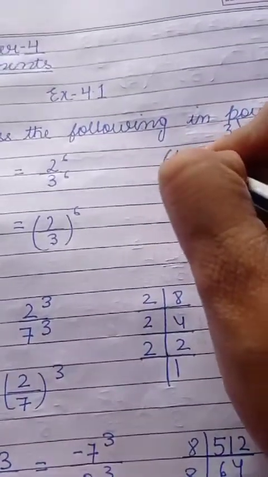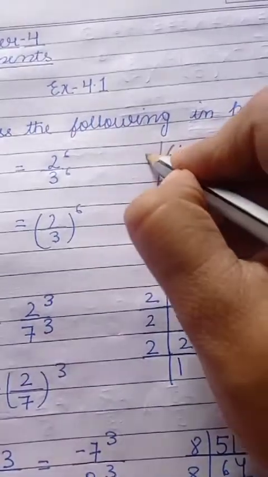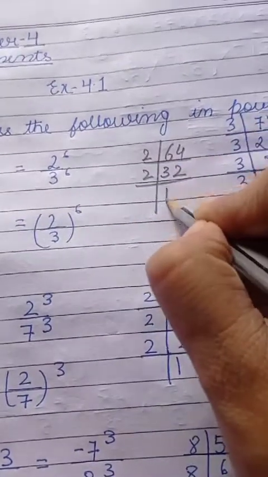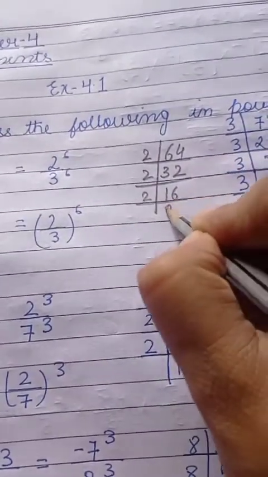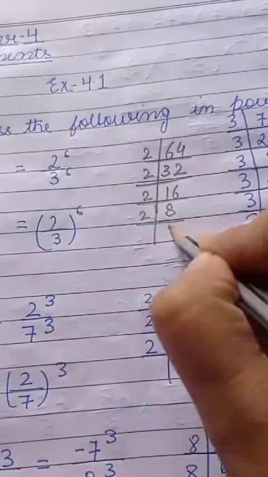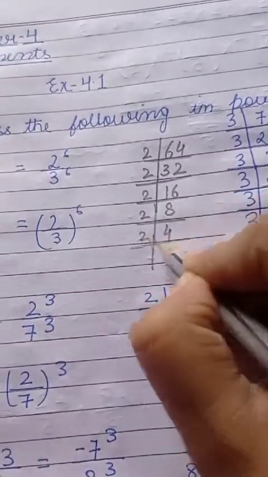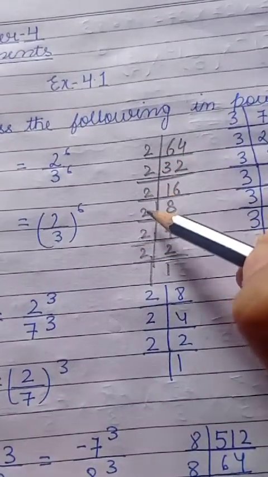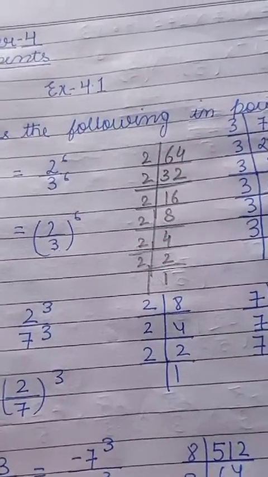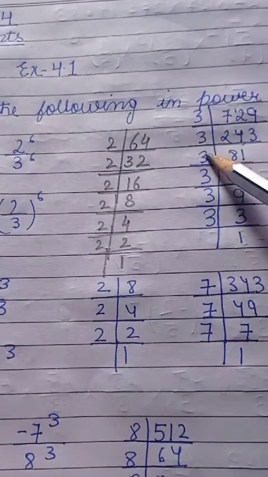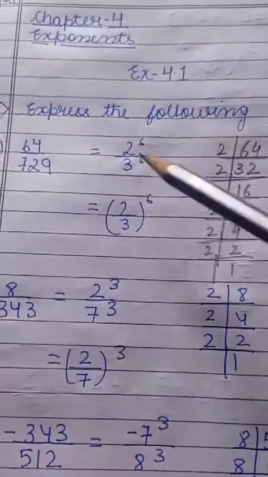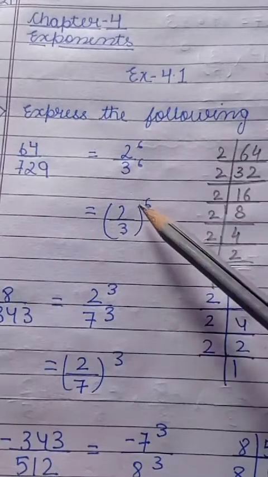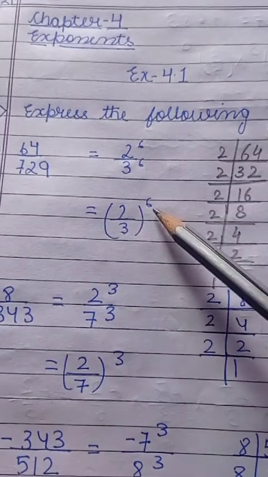Whereas prime factors of 64, let's find out. It will get divided by 2. 2 3s are 6. 2 2s are 4. Again with 2, 2 16s are 32, with 2, 8s are 16, with 2, 4s, then again with 2, 2 2s are 4, then again with 2, 1. So you can see 1 2 3 4 5 6 times. Here also 3, how many times? 1 2 3 4 5 6. So it can be written as 2 power 6 upon 3 power 6. So this power is common. So this can be written as 2 by 3 raised to the power 6.